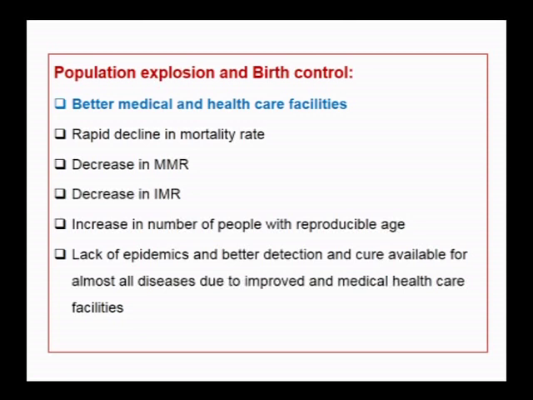Causes of population explosion: better medical and healthcare facilities, rapid decline in mortality or death rate, decrease in maternal mortality rate, decrease in infant mortality rate, increase in the number of people of reproductive age, lack of epidemics, better detection and cure available for almost all the diseases due to improved medical and healthcare facilities.